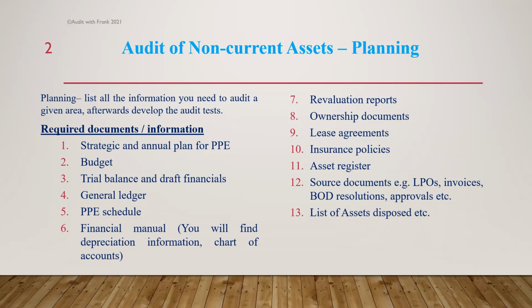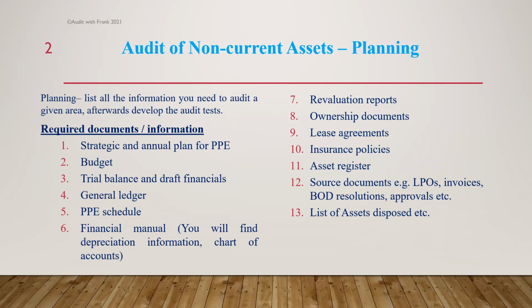And you need the lease agreements, of course. Some leases afterwards turn into IAS 16 assets, they turn into assets owned by the business permanently. You need the insurance policies, you need the asset register, that is very key. You need the source documents or supporting documents, like the local purchase orders for purchasing the assets, the invoices, the bank statements, the board resolutions regarding purchase of these assets, the approvals, and many others. You also need the list of disposed assets during the period. So this and more information is needed while you plan to audit non-current assets, and you must understand it before you start the actual audit.